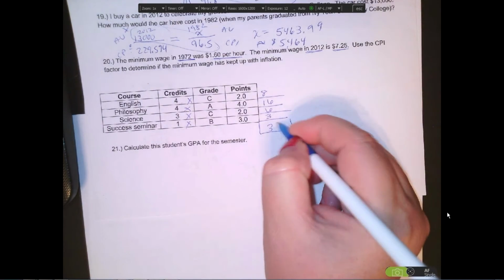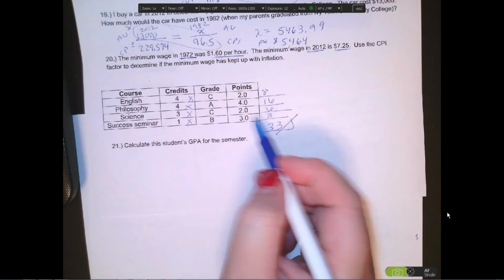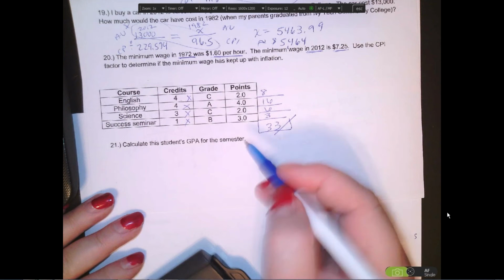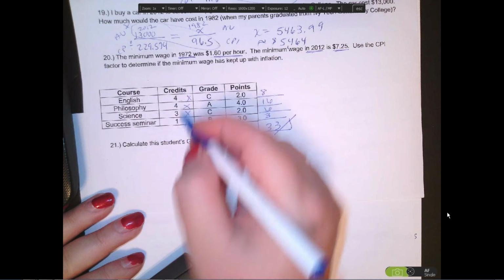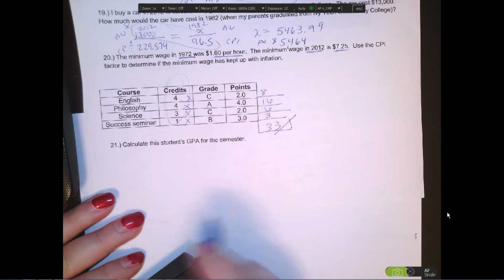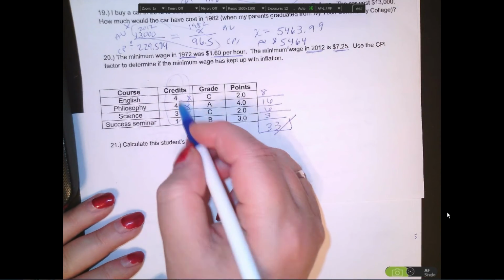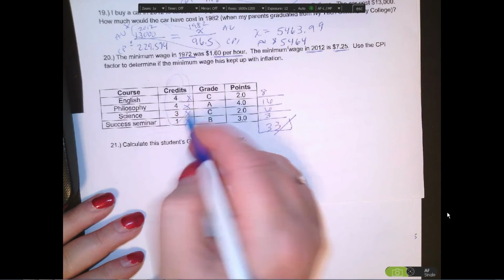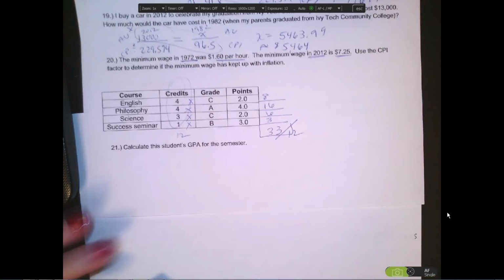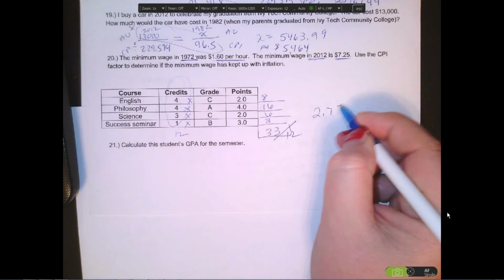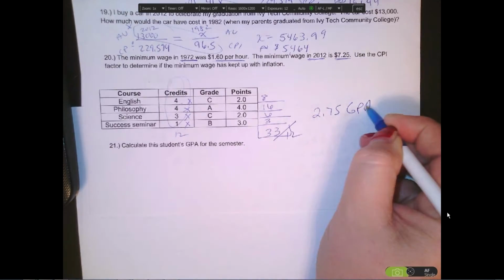We get 33. Now we know your grade point average has to be between 0 and 4, so this is not the answer. Now we have to divide it by the number of credits, not just 4, that's a mistake people will make, but by all the credits. So that's 4, 8, 11, 12. 33 divided by 12, and we get a 2.75 GPA.